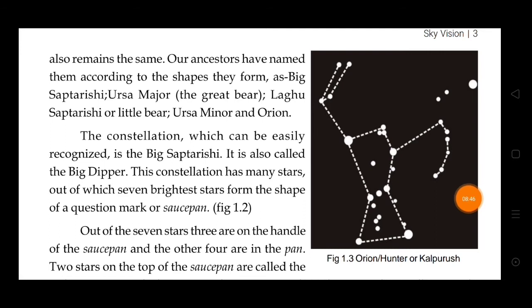The constellation which can be easily recognized is the Big Saptarishi. It is also called the Big Dipper. This constellation has many stars, out of which seven brighter stars form the shape of a question mark or a saucepan. In the question mark shape, you can see a lot of stars in a different figure making one shape. Accordingly, they have named the stars.